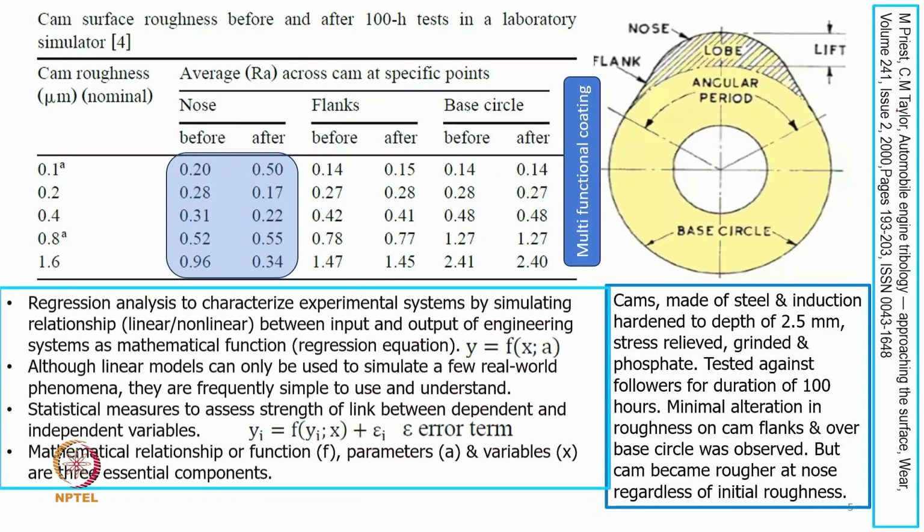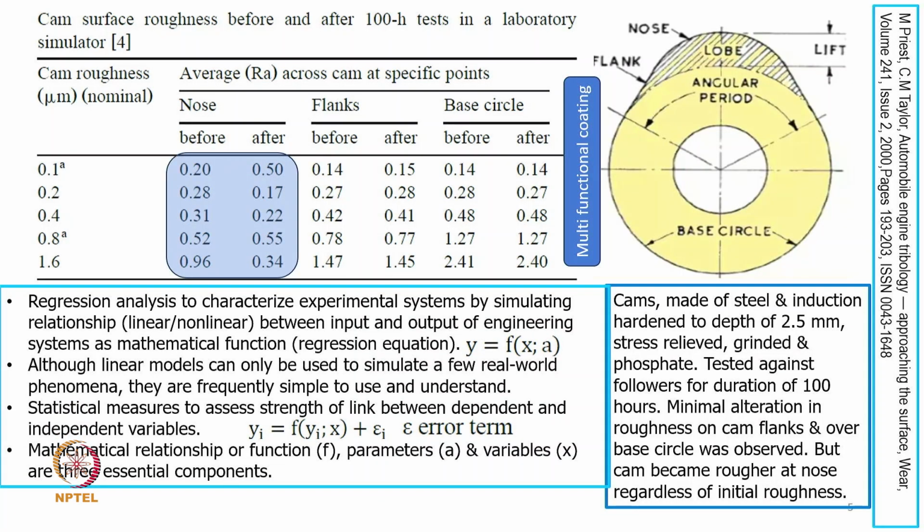Now, this is another example coming from the same paper, Priest and Taylor. What we are saying here is that the cam, when it runs, has three different profiles. One is a circular profile, another is a flank, and the last one is a nose. They tested the surface roughness, and we are able to see, particularly for the nose case, that whatever you do, surfaces are getting worse.